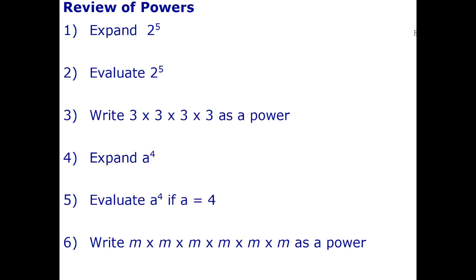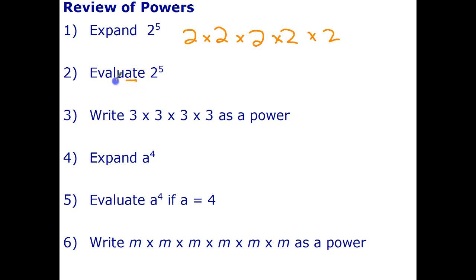Okay, let's have a quick review of what we know about indices. So expand 2 to the power of 5. Again, we've done this one before, so this is just a quick review to refresh your memory. That 5 tells us how many 2s we're multiplying together. And this is called expanding when you write it out in full. So 2 to the 5th is 2 by 2 by 2 by 2 by 2.